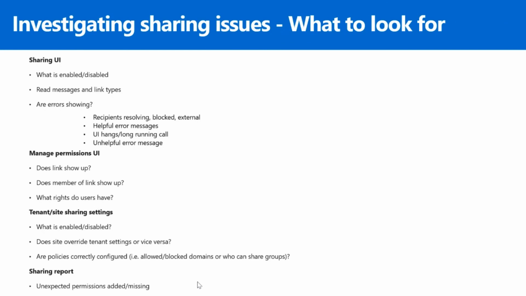And then once we have gathered them, what would we look at? We would try to figure it out from various perspectives. First, we would look at the sharing UI dialog: what's enabled, what's disabled, what errors are being shown? Is there any specific message? Is it helpful, or is there no error at all? Is it some issue with resolving the user in the sharing dialog? Is it for a specific set of users, or all users in the sharing dialog?